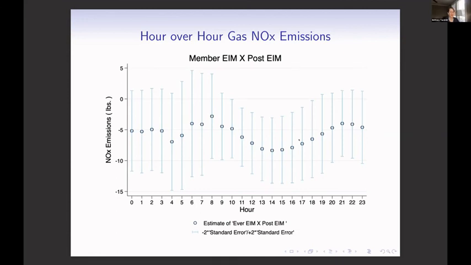I've been working on some new regressions to address the mechanism, and I am seeing some improvements in heat rate, essentially, so that these are being operated more efficiently. But I'm still working out the mechanism and working on those results. That's where I think this is going.